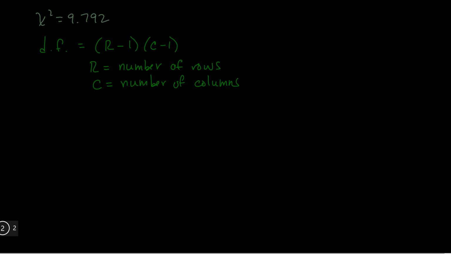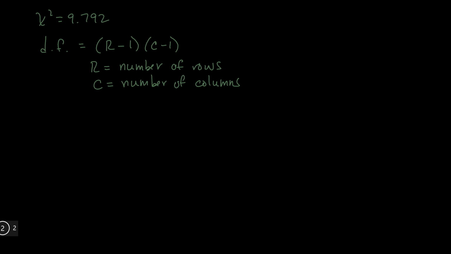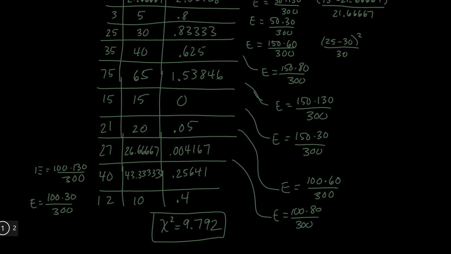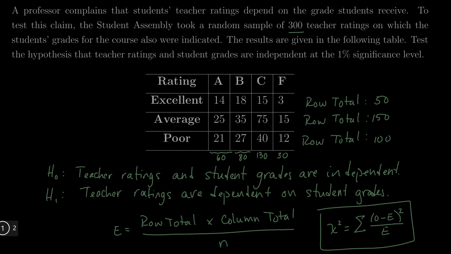So this is number of rows minus 1 times number of columns minus 1. If we go back to our original contingency table, we can see here that the number of rows is 3. Remember, rows are always across. We knew this by saying that this was the row total. Since we have 3 row totals, it makes sense that we have 3 rows.